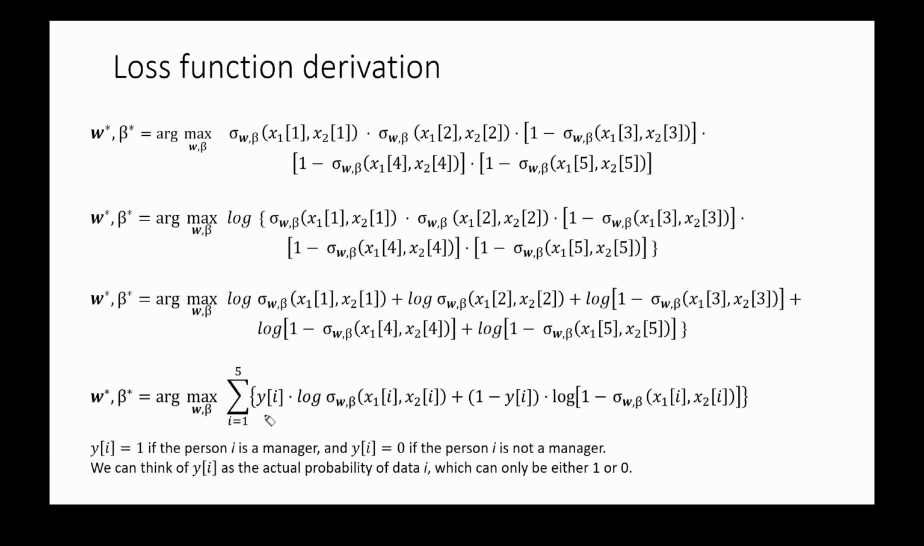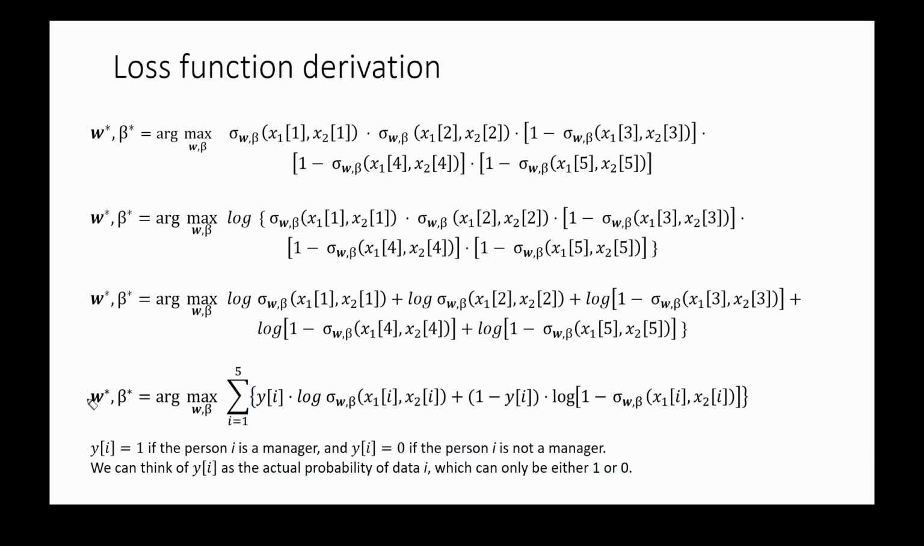Over here, I'm introducing a new notation yi. Basically, yi equals 1 if person i is a manager, and yi equals 0 if person i is not a manager. We can also think of yi as the actual probability of data i, which can only be either 1 or 0. So it means that if person i is a manager, then the actual probability of that person being a manager is basically 100%. If that person is not a manager, then the probability of that person being a manager is basically 0%.